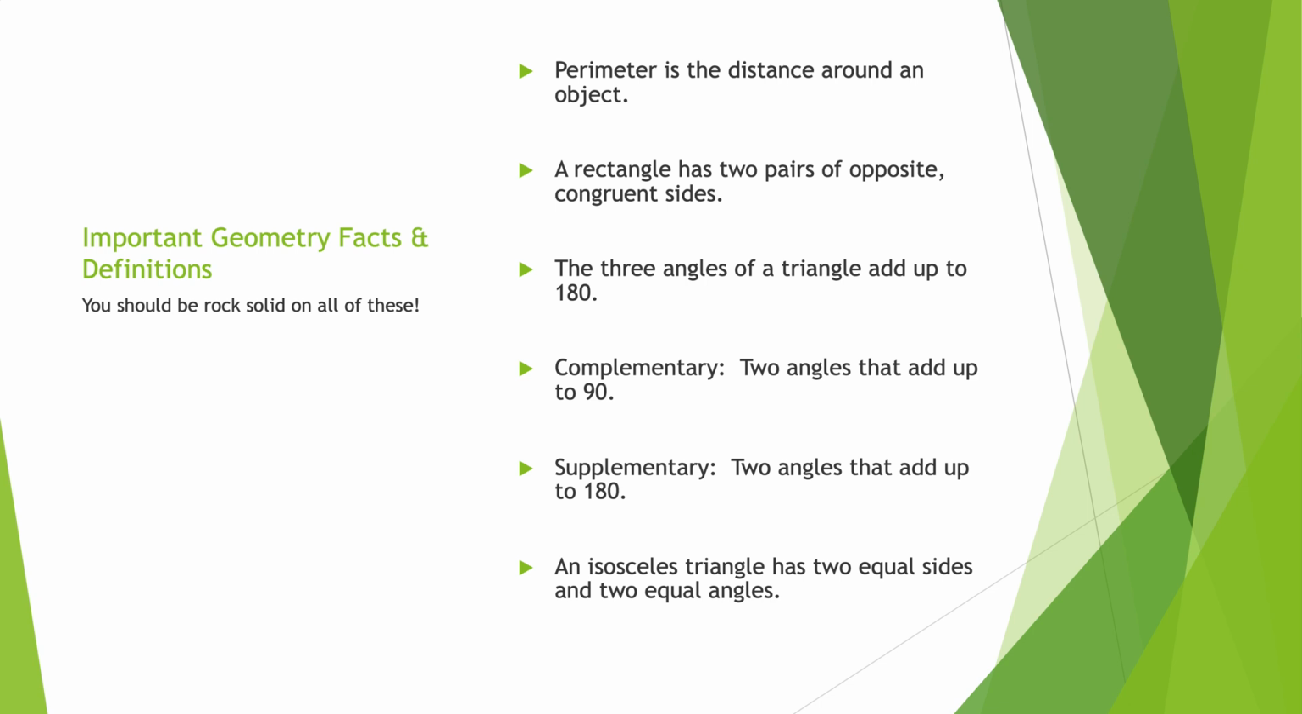Okay, so now we're going to get into some word problems as they relate to geometry, and let's get into some facts that will help solve all these problems. First, the perimeter is the distance around an object. Next, the rectangle has two pairs of opposite sides and they are congruent. Congruent is a fancy math word for they are equal. Congruent is technically a word applied to shapes, and equals is a phrase applied to numbers.